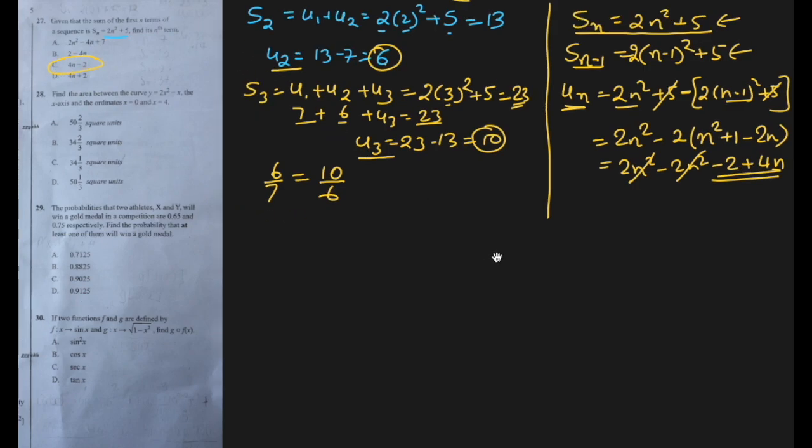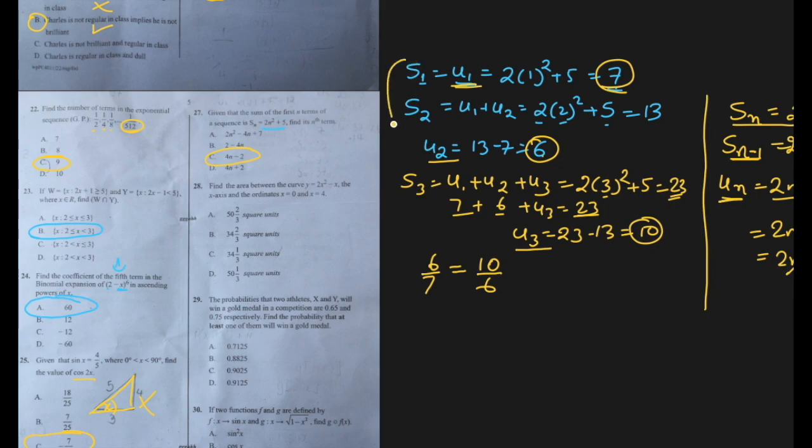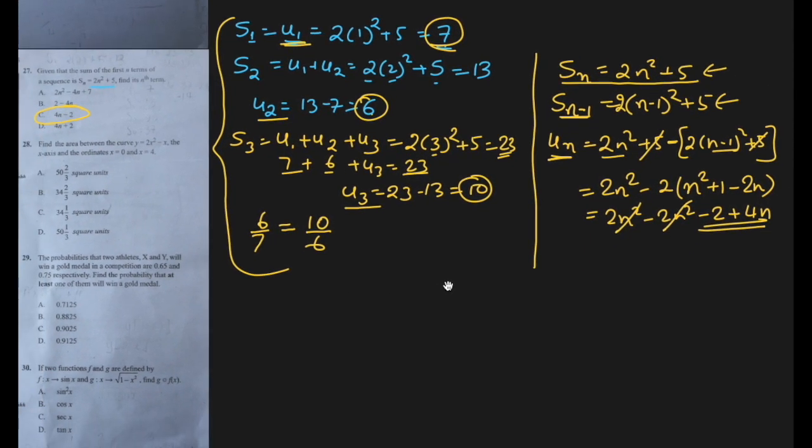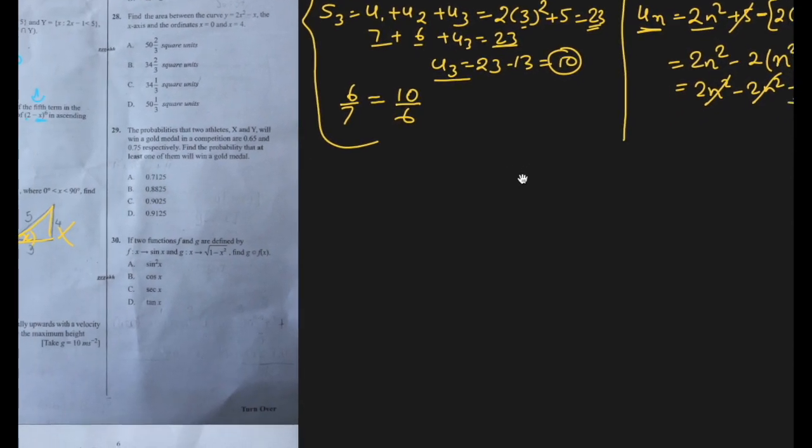This part was optional. I just wanted to ensure that it is not AP, it is AP or GP. Both failed, then I used this one. Okay, number 28.